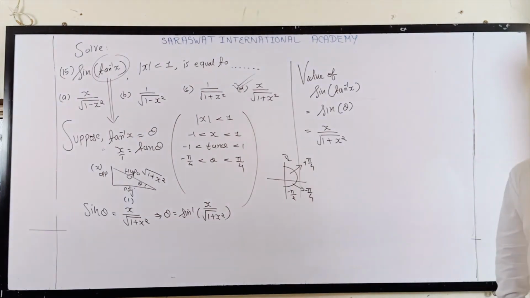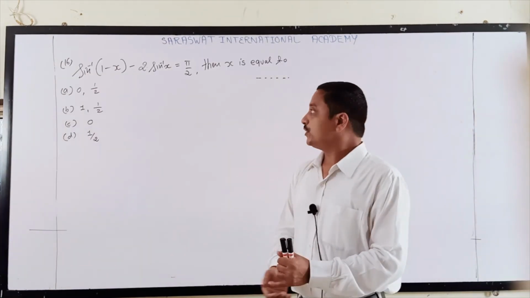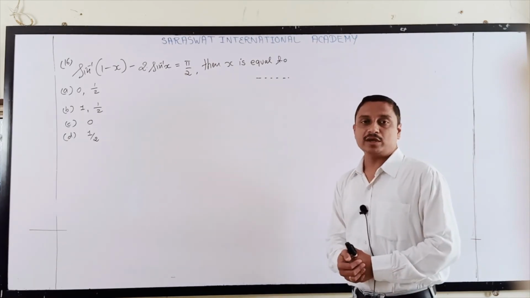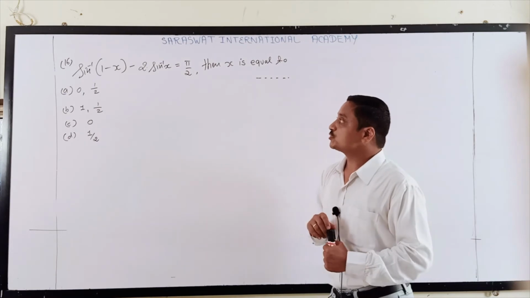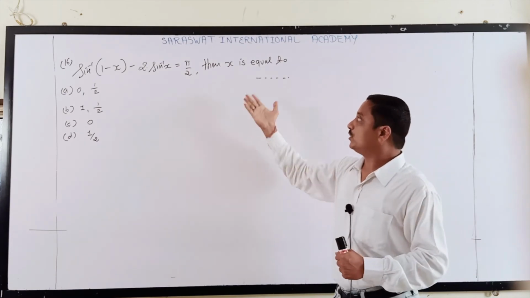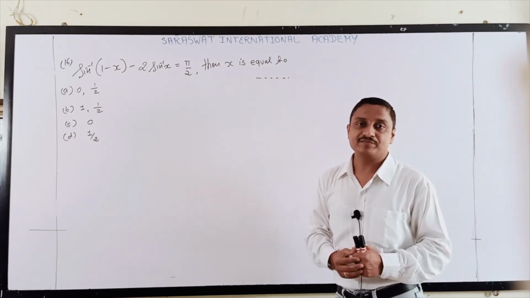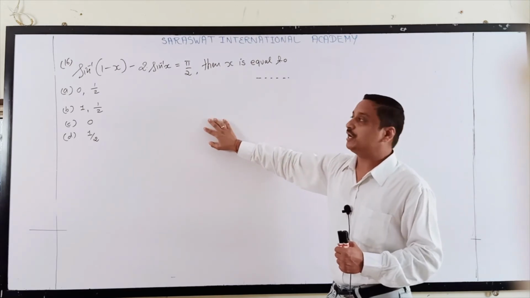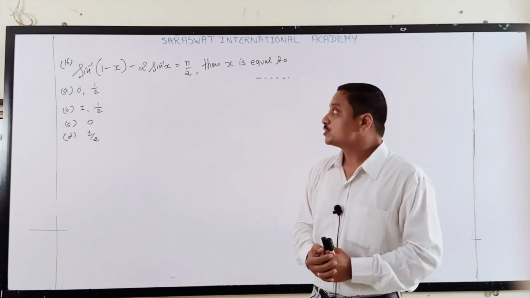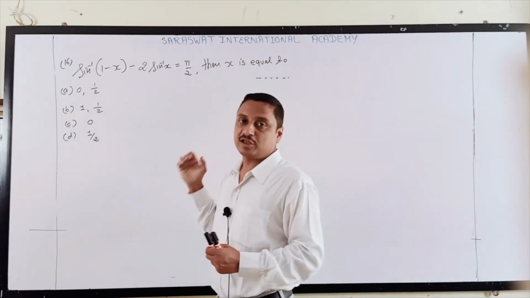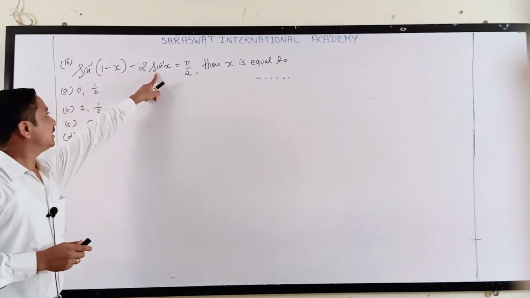Okay. One more MCQ: tan inverse of 1 minus x, minus 2 sin inverse x, is equal to pi by 2. Find the value of x. So this is given as an MCQ, but indirectly it is a numerical for 3 marks. So maybe they will ask this numerical at 3 marks level.